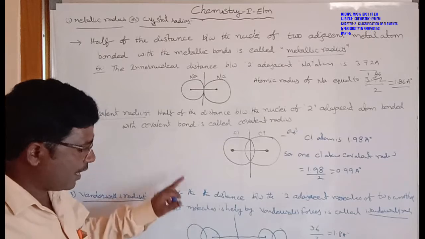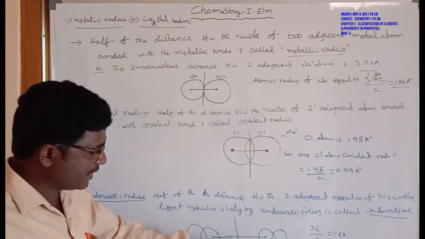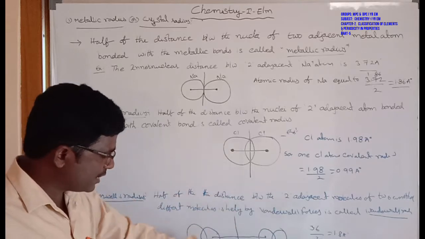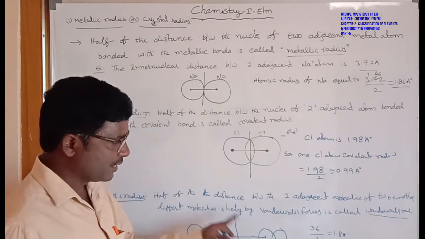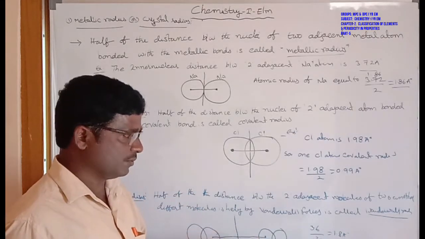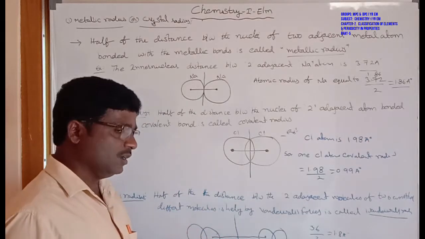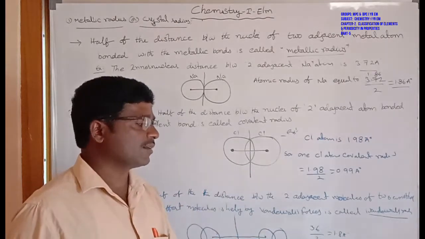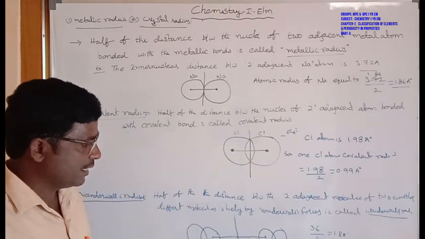Once again, here is the half, and next one is the half. Half of the distance between the two adjacent molecules. Here is one chlorine molecule, next another chlorine molecule. Half of the distance between the two adjacent molecules held by van der Waals forces is called van der Waals radius.